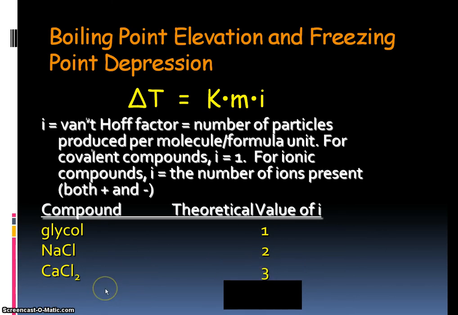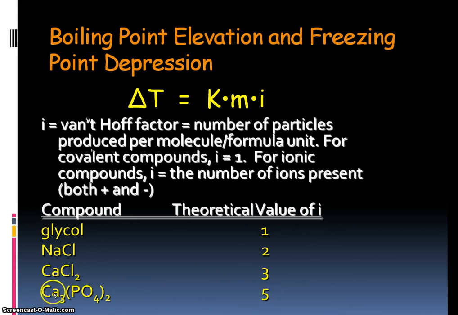Okay, here comes a tricky one. See if you can do this one. Calcium phosphate. How many parts will it break into? Now you remember you're thinking ions. So polyatomic ions stay together. Here we're going to end up with 5 because we have 3 calciums and 2 phosphates. All right, so if you can do this, then all it is is a matter of plugging in.